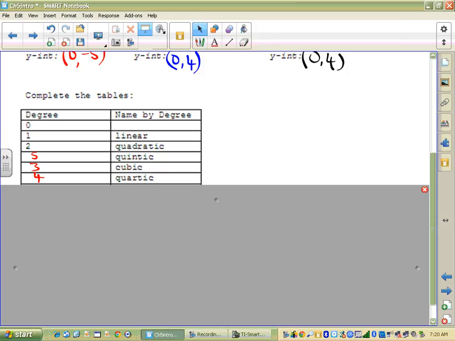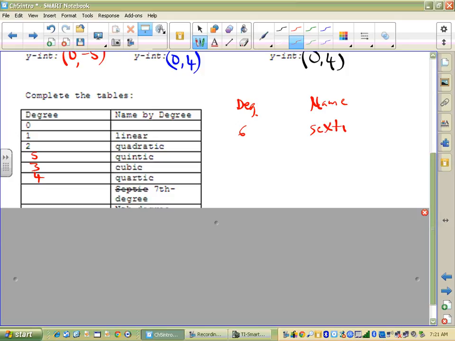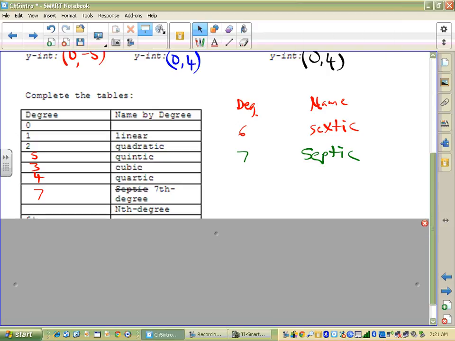Now, some people want there to be, if you go to degree 6, some people want to make this one up. It doesn't exist, okay? They want it to be sextic. Well, degree 6 is not sextic. If it were, then degree 7 would have to be septic, and that would stink. So for that reason, we don't have anything called septic. It's just 7th degree, okay? 7th degree. Nth degree and 6 plus.